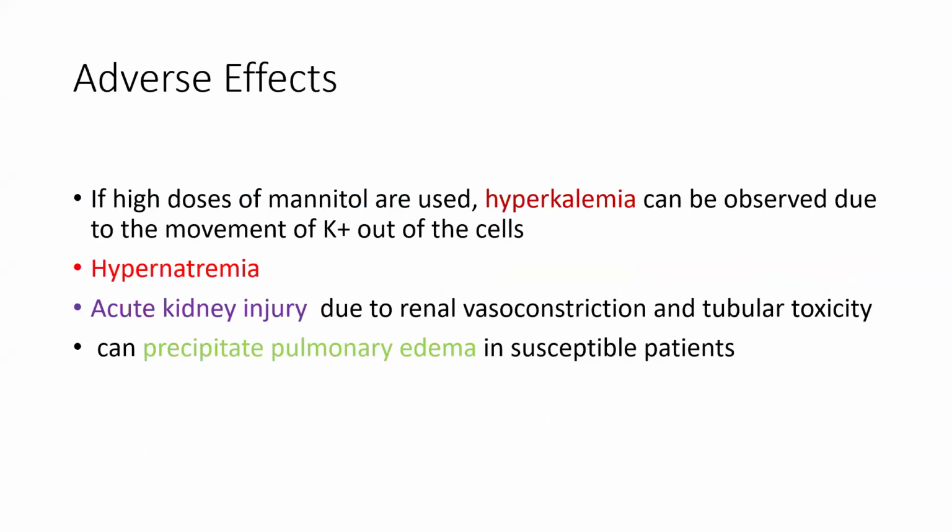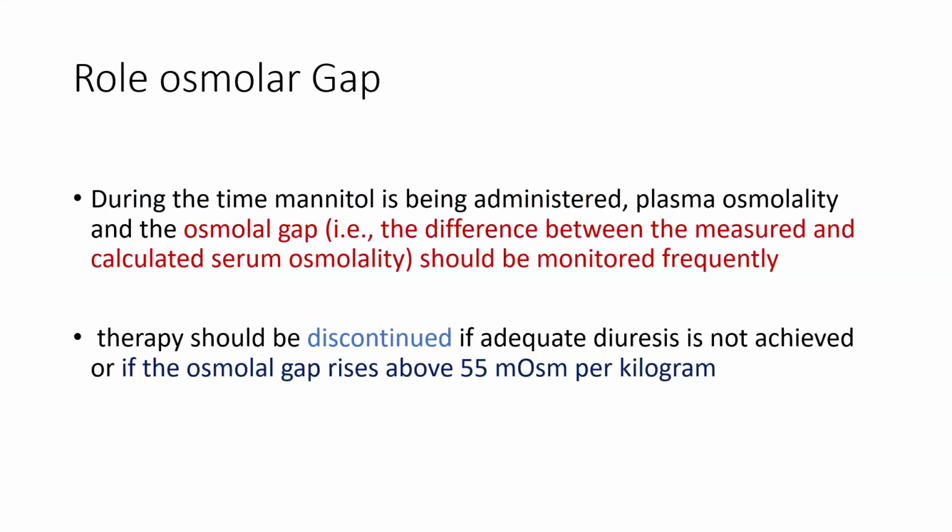Now, the adverse effect of mannitol is, if high doses of mannitol are used, then it can cause hyperkalemia due to movement of potassium out of the cell. Now, the most common is the hypernatremia that we are commonly seeing in the ICU. It can result in acute kidney injury due to renal vasoconstriction and tubular toxicity, and it can also precipitate pulmonary edema in susceptible patients.